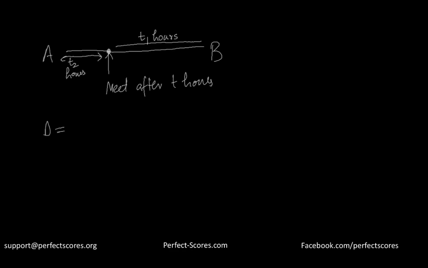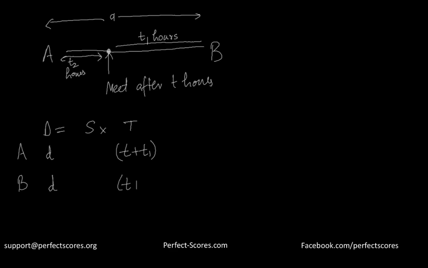So distance is equal to speed into time. That is something that we know, right? Let's say that the whole distance is equal to d, right? Now body A is also covering distance d. Body B is also covering distance d, right? So they both are covering the same distance, right? How much time does it take for body A to cover the whole distance? It takes t hours, and then it takes t1 hours, isn't it? That's the time it takes. For body B, it takes t hours, and then it takes t2 hours.